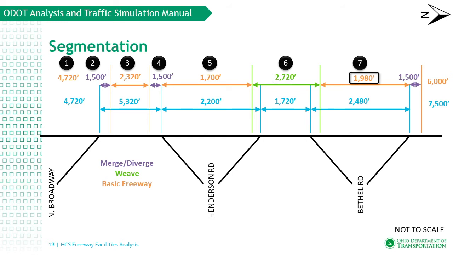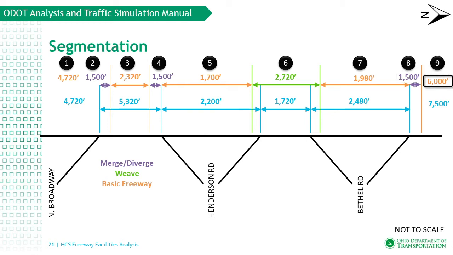The section between the Bethel Road ramps is a basic freeway segment. The length is the originally measured 2,480 feet less the 500 feet that is part of the weaving segment. The new length of this segment is 1,980 feet. Then, there is the 1,500-foot merge section from the Bethel Road on-ramp, shown here in purple.